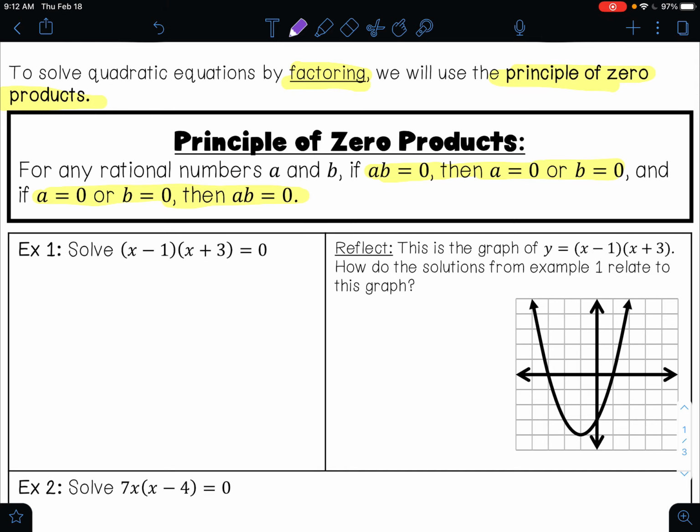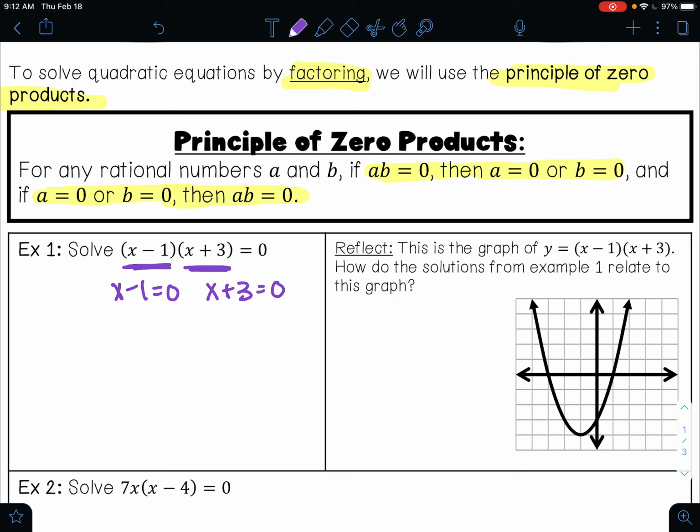So we look at example 1. I have x minus 1 times x plus 3 equals 0. So I have two expressions being multiplied together that equals 0. Well, that means, by the principle of zero products, that either x minus 1 equals 0 or x plus 3 equals 0. Because here I have x minus 1 times x plus 3 equals 0, so one of those two expressions needs to equal 0.